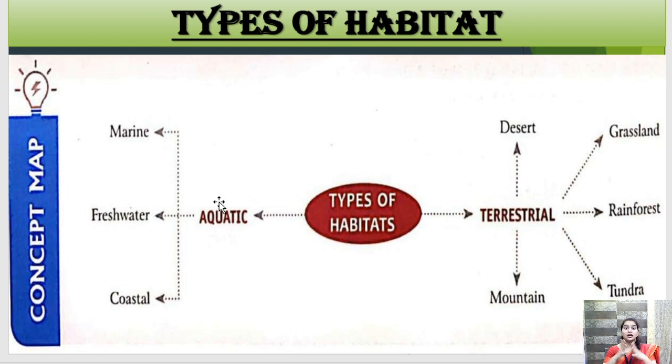Rainforest. In a rainforest, we have huge, tall and taller trees, which are very heavily dense. There are some plants and animals that live in that rainforest area. So these are a few habitats where plants and animals survive. Got it? And we have certain examples of it.